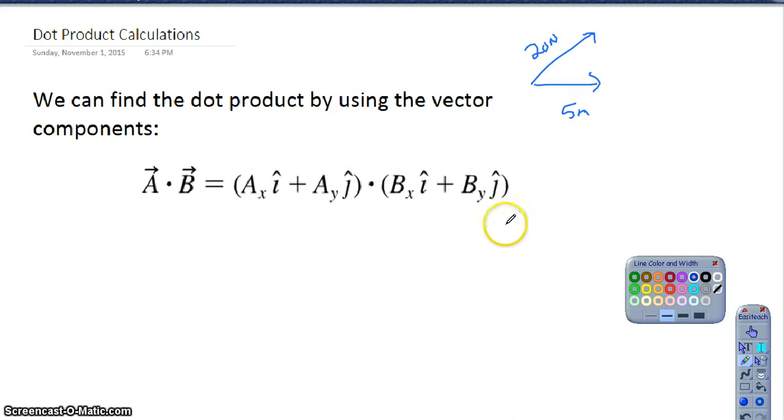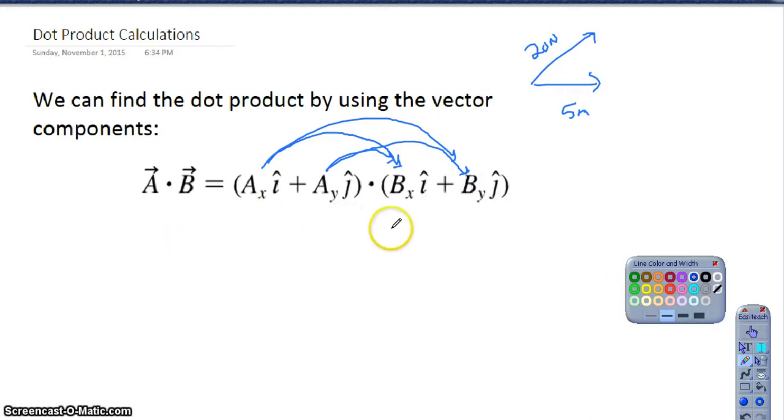Well, the answer there is yes, right? What we're going to do is basically distribute the components with one another. So I'm going to do the dot product of AX times BX, the dot product of AX times BY, the dot product of AY times BX, and then the dot product of AY times BY. So I'm basically distributing, I'm FOILing this outright.